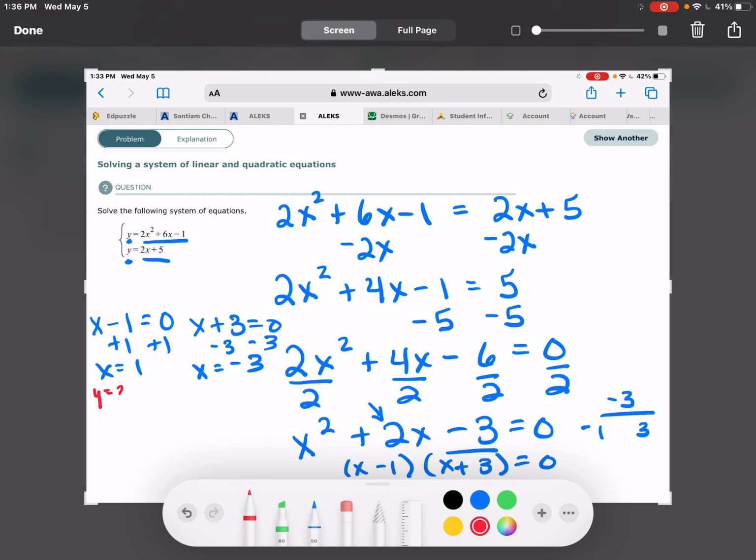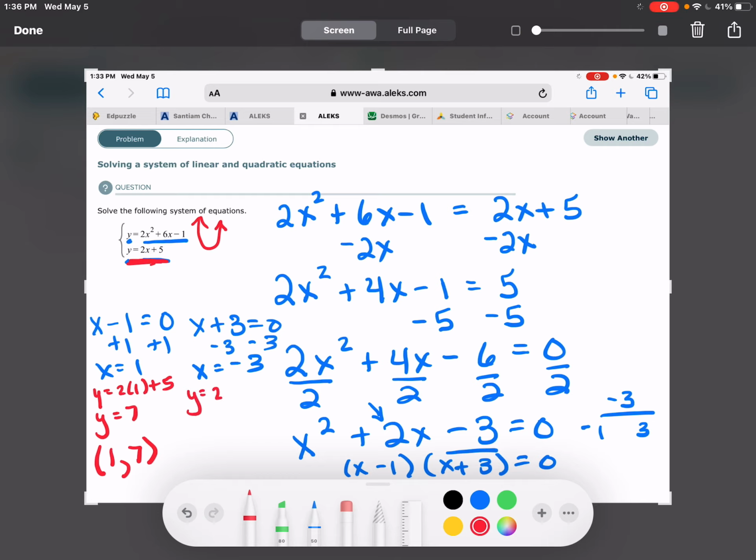y equals 2 times 1 plus 5. So y equals 2 plus 5, or y equals 7. So these two numbers go together, 1 and 7. These will be places where our line, this is linear, crosses our parabola. This is a parabola. Let's go ahead and plug in that negative 3 here.